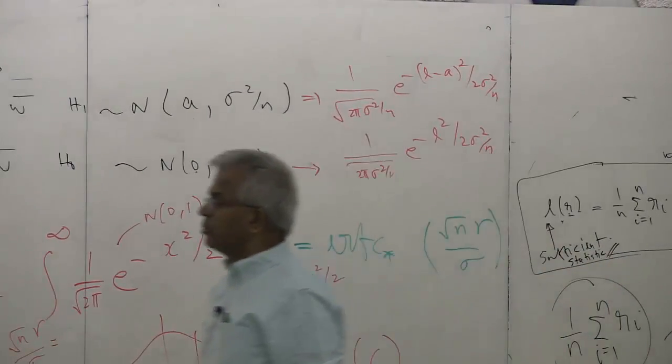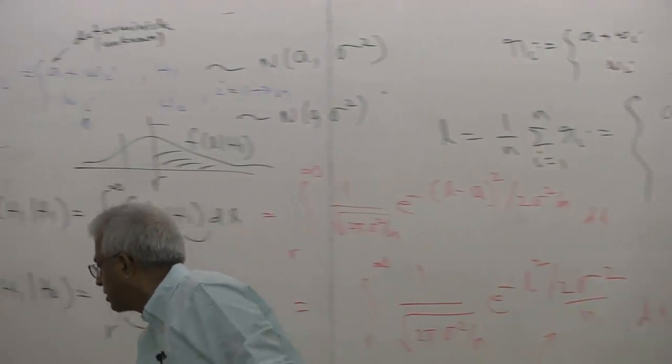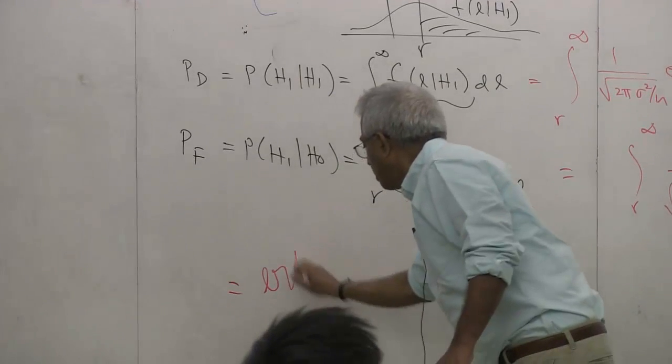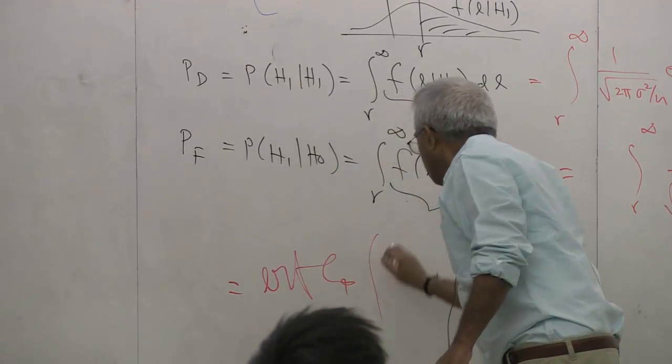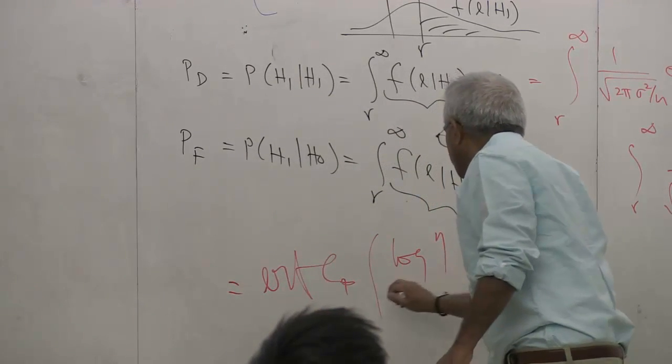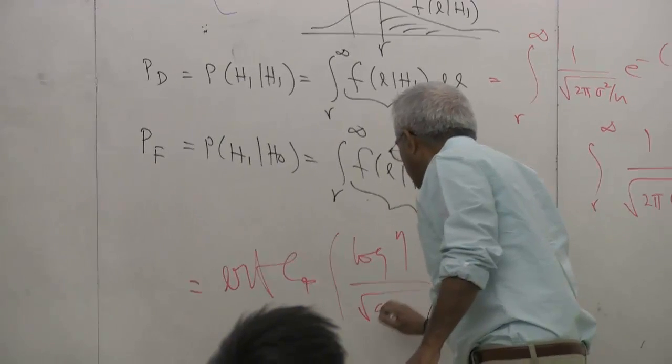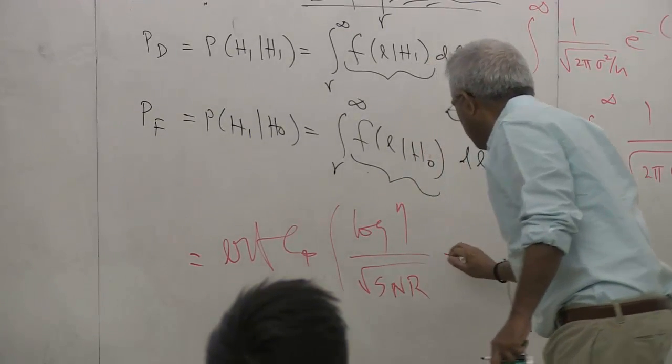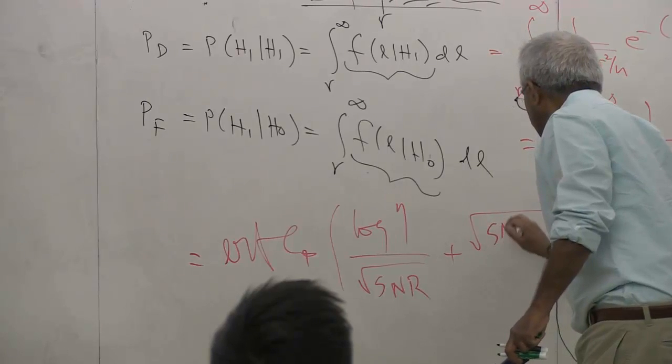We just showed that probability of false alarm in this case is error function complementary of log eta over square root of SNR plus square root of SNR by 2. Of course, if eta is 1, the first term is gone.